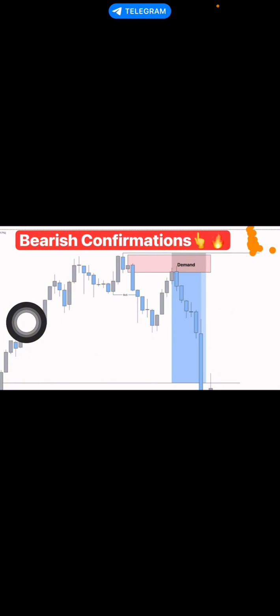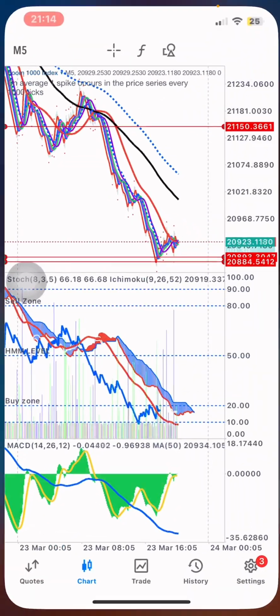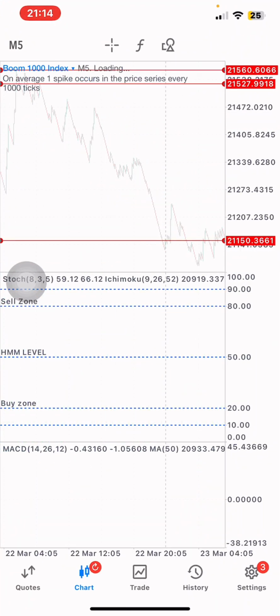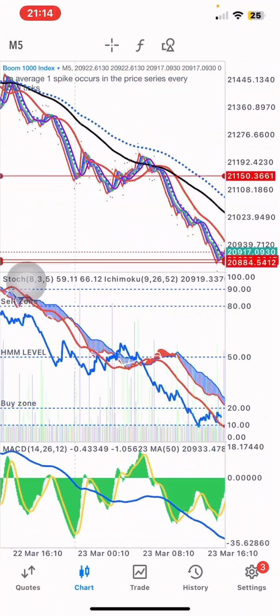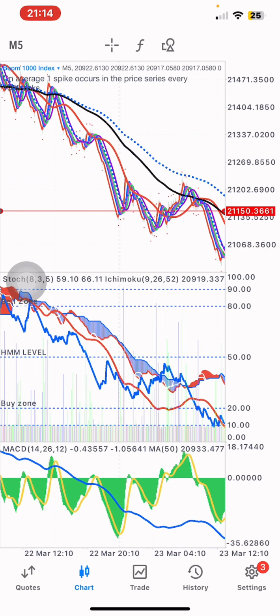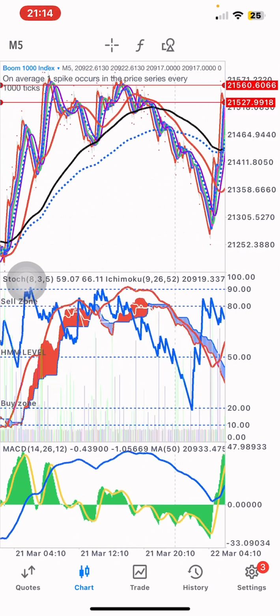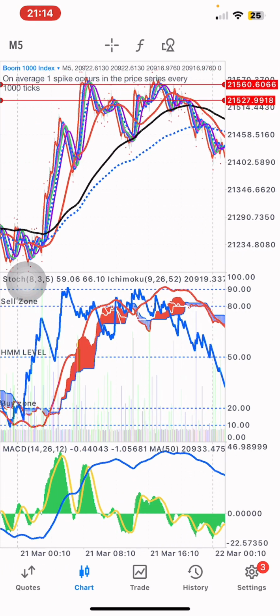Let me even start giving you the bearish confirmations on the chart on Boom 1000, so that you'll be able to see how I'm going to spot this kind of setup on the Boom 1000 index. So let me give you the update now. So now, if you look at it, this is the 5-minute chart. This is the updated version of the strategy. This is the 5-minute chart.